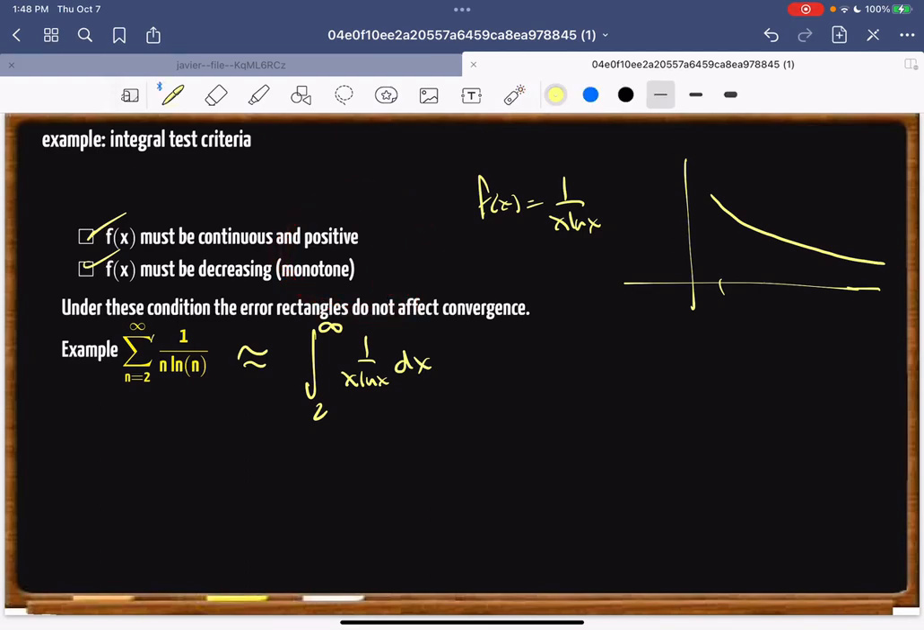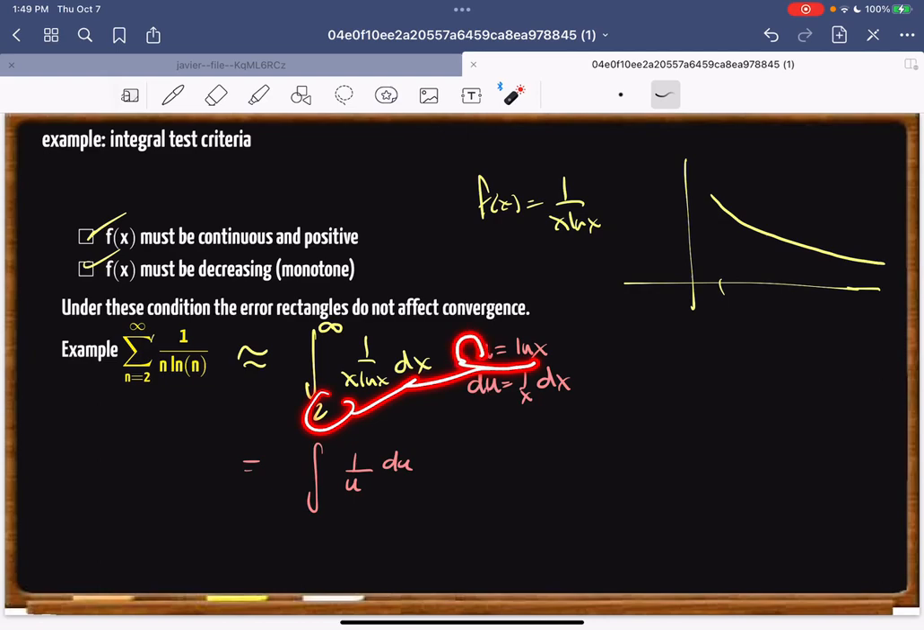I'll make a u substitution here. u is equal to ln of x. Then du would be 1 over x dx. And this will become the integral of 1 over u du. And then I could convert the limits into u limits. When x is infinity, then u is infinity. When x is 2, u is ln of 2. So ln of 2 to infinity.